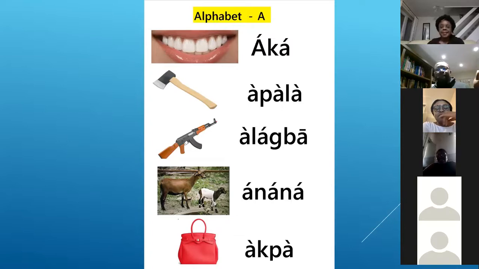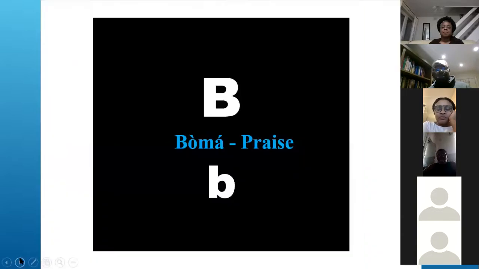So aka, all level. Apala, all falling. A, lo, a, la, ba, level. A, na, na, all rising. A, ba, all falling. So that's why it's key. So today is all about stress marks.